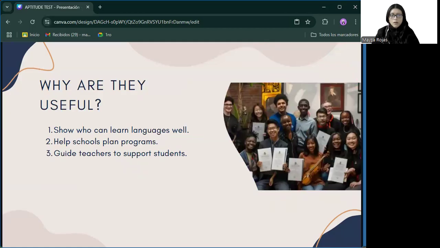And why are they useful? Well, we're going to see the advantages of this kind of test. First, it shows who can learn language well. Also it helps schools to plan programs. So the school can find students who might learn faster, and it also supports long-term goals. For example, it focuses on skills needed for future learning.